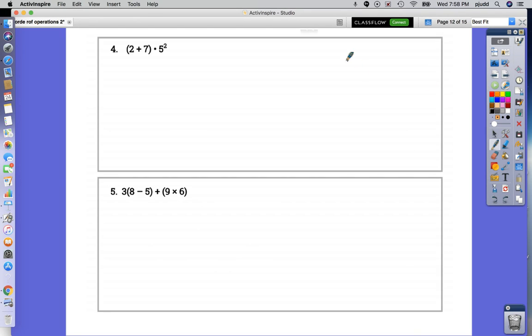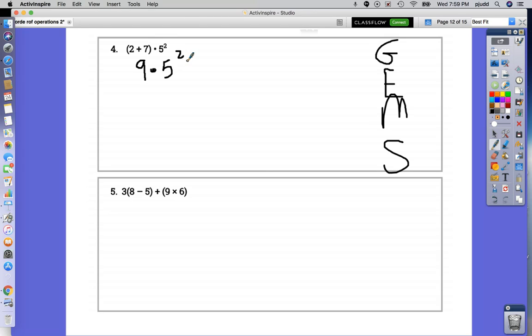Let's see if we can fit 2 more in here before the end of the period. Should be getting pretty close by now. Okay, so I have groupings and I have an exponent. And I know I need to do groupings first. 2 plus 7 is 9 times 5 to the second power. Well, 5 to the second power is 25. But can I multiply 9 times 5 and then raise that to the second power?